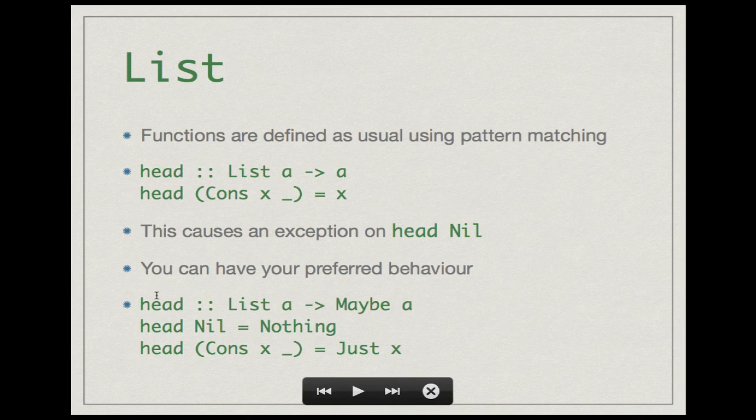You can have your own preferred behavior. For instance, head is a function from List a to Maybe a. head Nil equals Nothing. Instead of not providing any definition for head Nil, you define head Nil to be Nothing, and you define head of Cons x anything to be Just x.